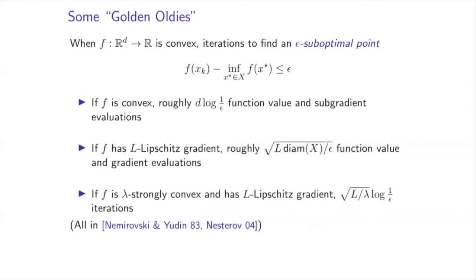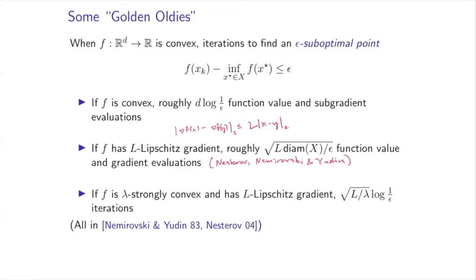There are other different bounds. If my function f has a Lipschitz gradient, meaning that the norm of grad f of x minus grad f of y is less than or equal to L times the norm of x minus y, and let's say these are two norms, it doesn't really matter, then roughly the square root of the Lipschitz constant times the diameter of x divided by epsilon, function value and gradient evaluations, are optimal. This is due to Nesterov, Nemirovsky, and Yudin, all three of them. The lower bound was Nemirovsky and Yudin. The upper bound is Nesterov's famous accelerated gradient methods.